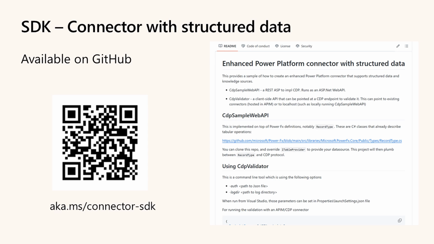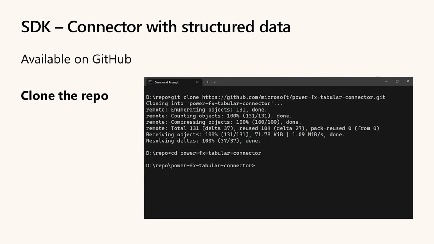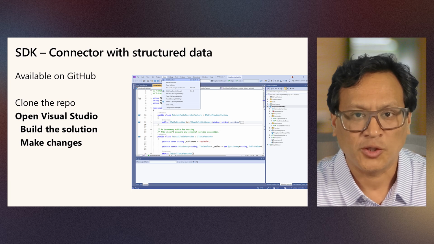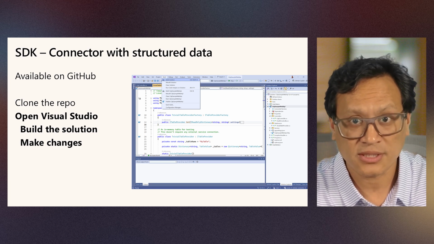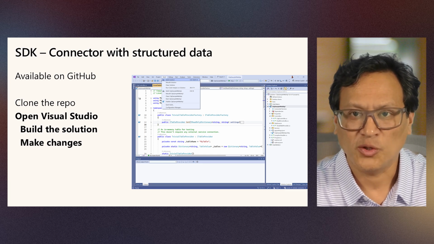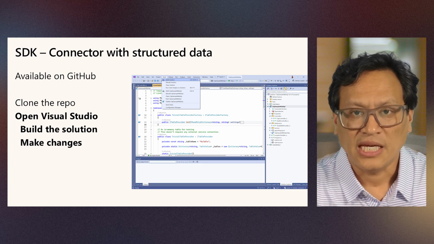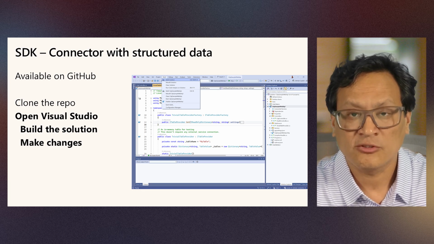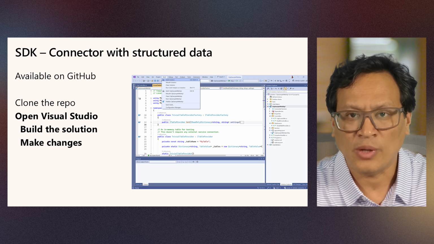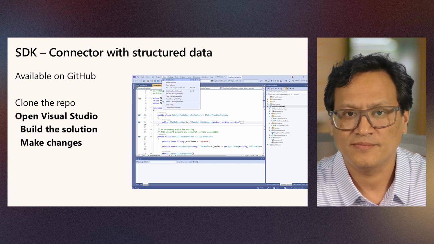You can clone the repository. If you intend to contribute, you can fork the repository and submit a pull request. Once you do that, and you have the code on your desktop, open Visual Studio and build the sample solution. You can look into the sample to see how it works, make changes to it for your own data source if you want. You can then run the sample. It will start a web API that provides structured data. The solution also comes with a validator to help you test your API locally.